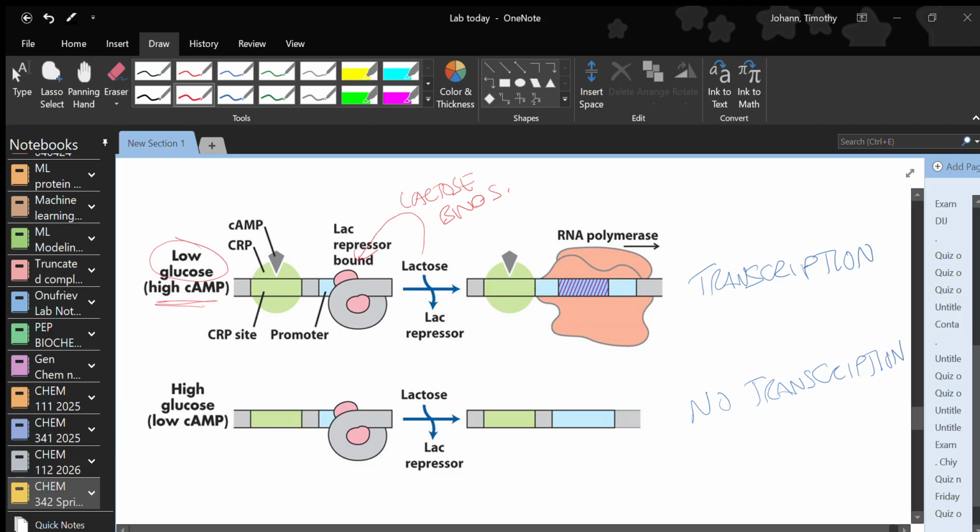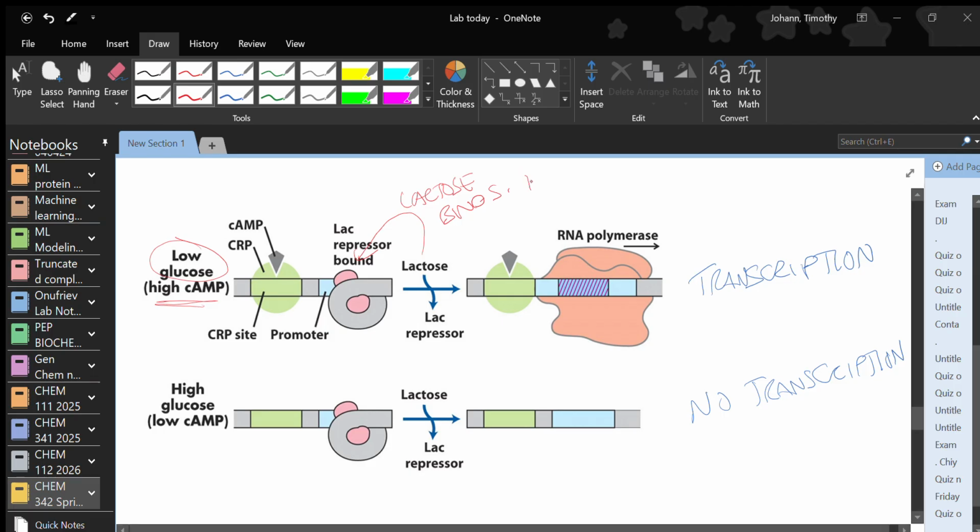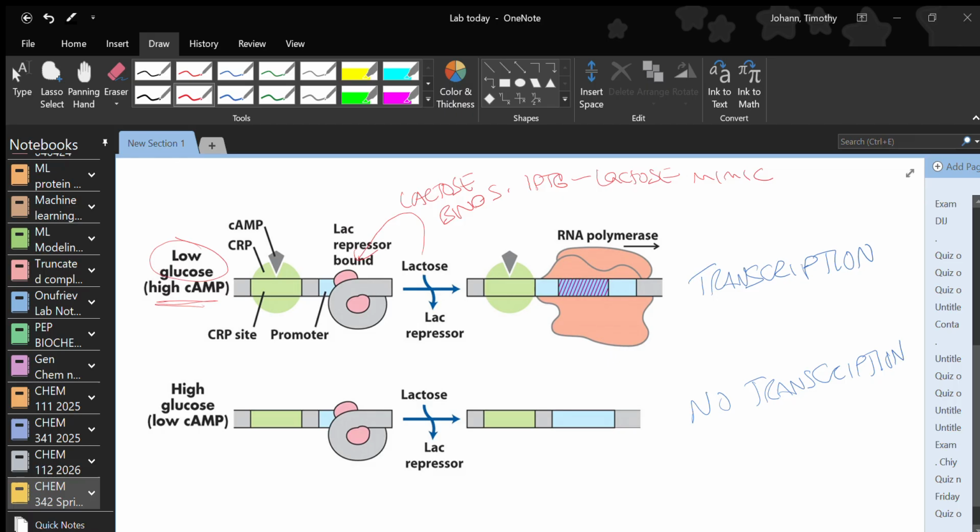And so this is what you were using in lab. You added IPTG, which is a lactose mimic. And so you caused this to fall off. And in your case, cyclic AMP was being made because you did it 7 hours in, right? And those bacteria had already eaten all the glucose.